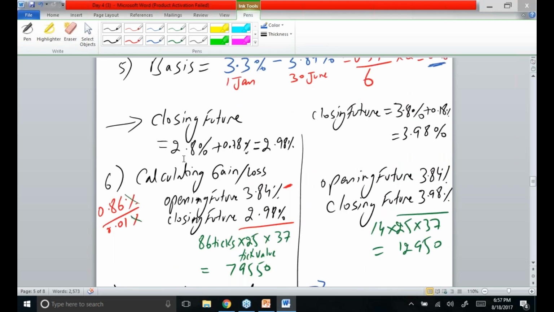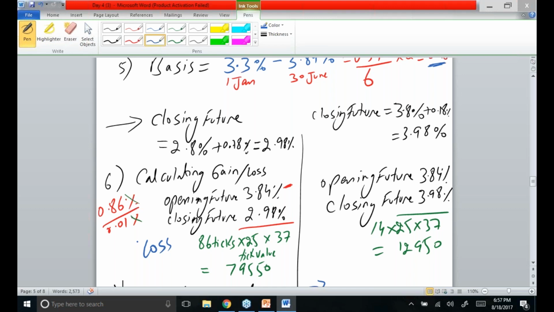In closing future, closing spot plus 0.18, because trend is rising, increasing. 2.98 is the closing future. 3.98 is the closing future in this second scenario. Okay, compare the opening future 3.84 with the 2.98. You are going to borrow at 3.84, but market is now at 2.98. That means you will face loss of 86 ticks.